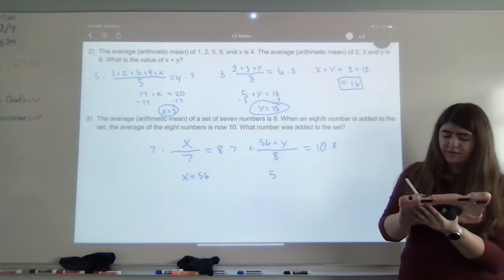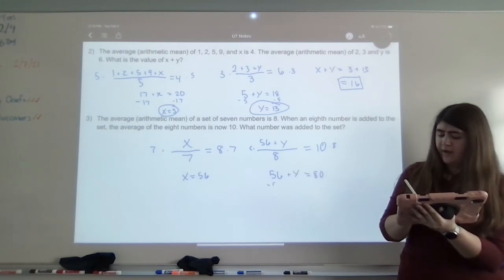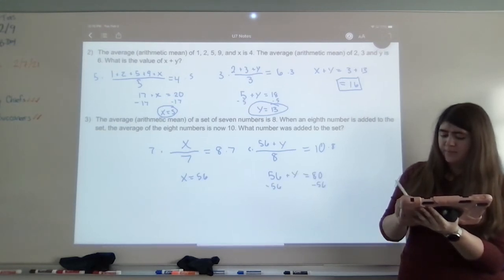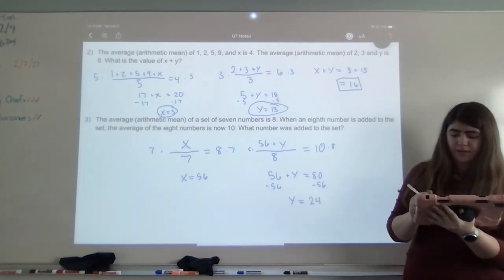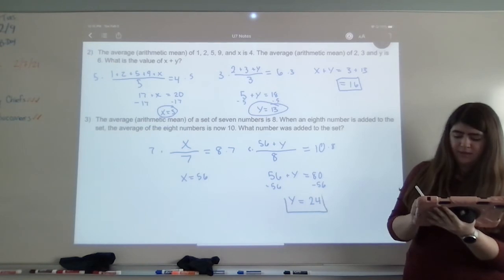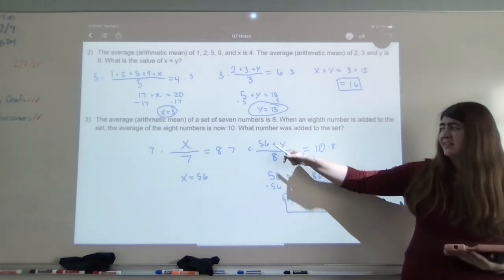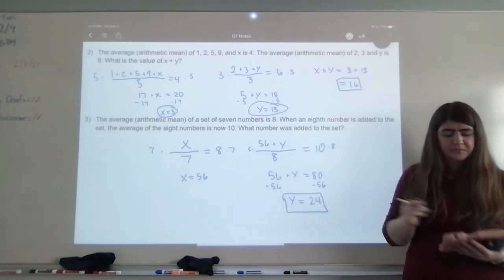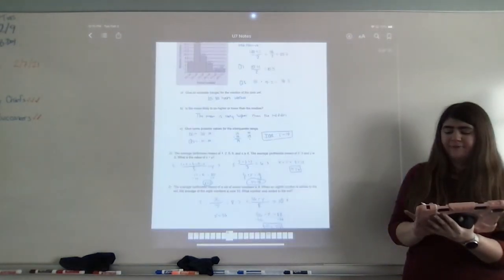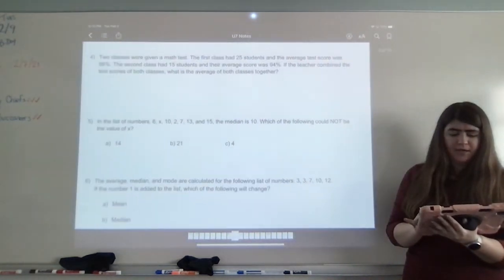That gives me 56 plus y is equal to 80. I'm going to subtract 56 from both sides. That gives me y is equal to 24. And that is my answer, because that's the number that was added to the set, and that's what I was trying to find. Alright, we have a few more examples to look at on the next page here.